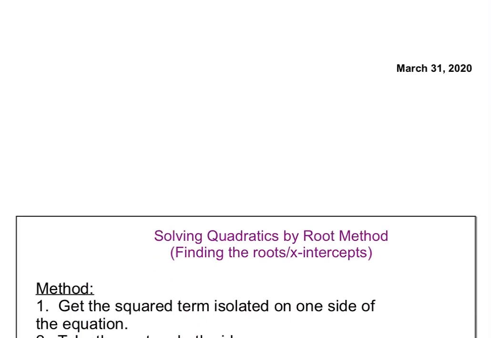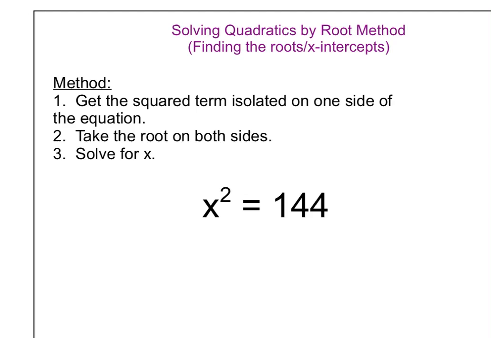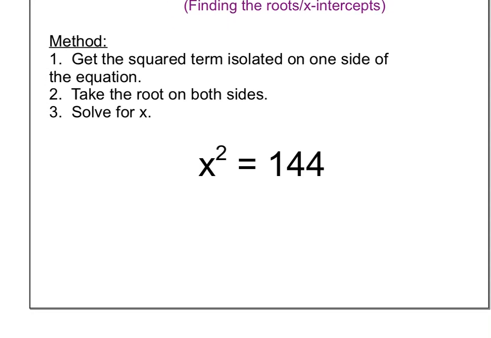For example, if I give you x squared equals 144, that 144 could maybe be a red flag to you that you'd want to use the root method, because that is a perfect square. So what you do for this, it tells you first to get the squared item isolated on one side of the equation. Well, the x squared is the squared item and it is already all alone. So then all you have to do is take the square root of both sides.